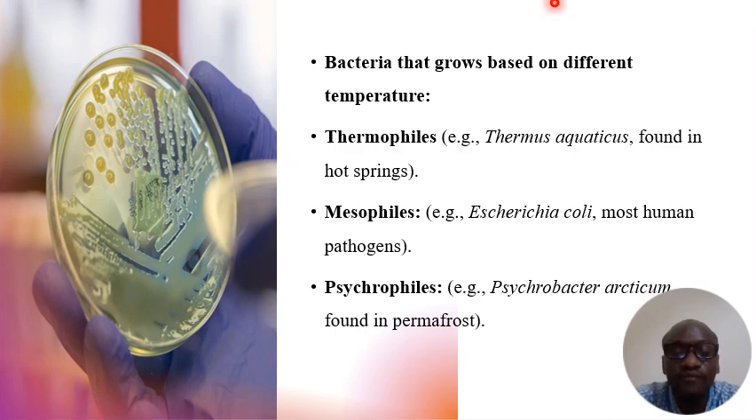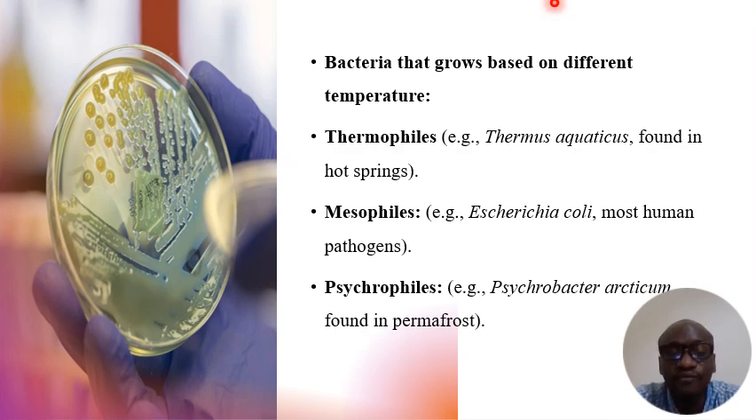We also have the mesophiles. Mesophiles are actually the most common bacteria, and most human pathogens are classified under this group because they prefer to grow at moderate temperature, which is between 20 degrees to 45 degrees, or let me say 20 degrees to around 42 degrees. At this temperature, a large number of microorganisms are found. Example, we have E. coli, we have Staphylococcus, and so on and so forth.